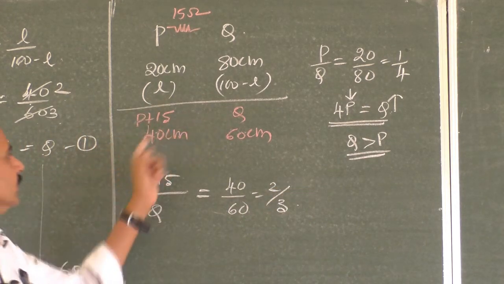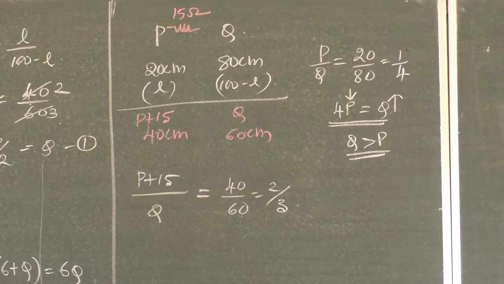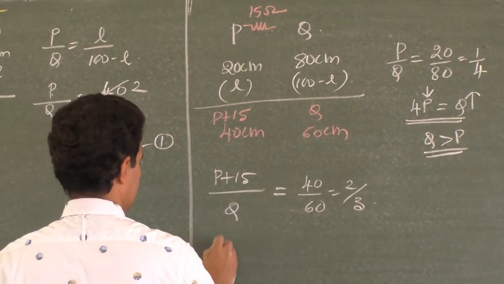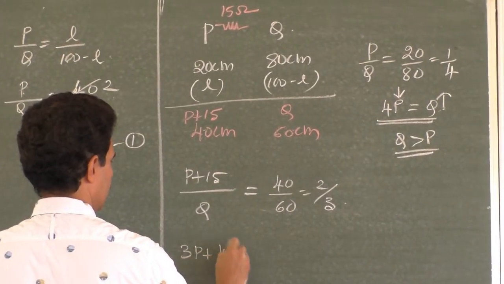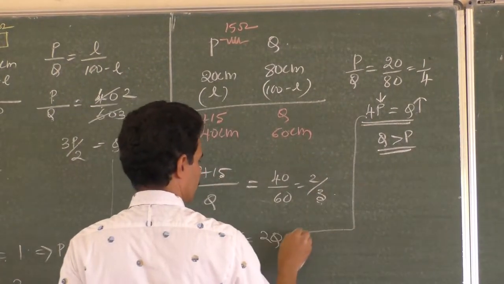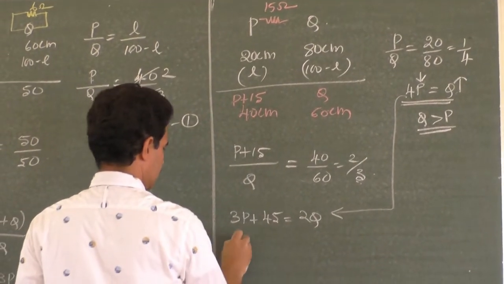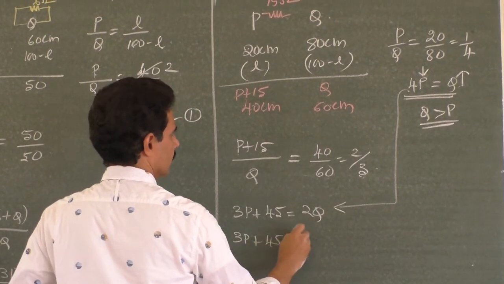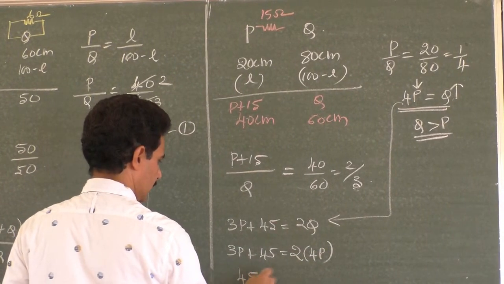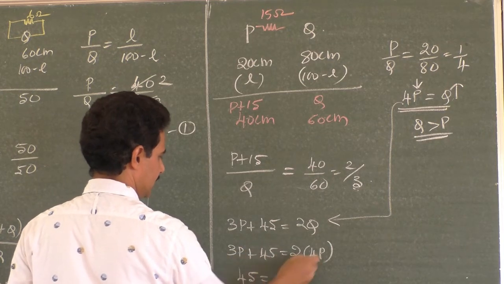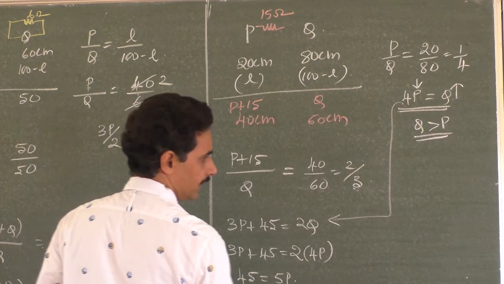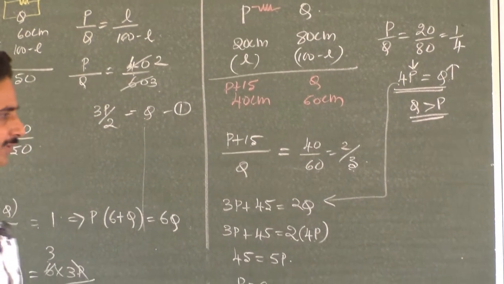P by Q is equal to L by 1 minus L. Now you have to find out what is P. So substitute for Q. I can rearrange this: 3P plus 45 is equal to 2Q. Substitute Q is equal to 4P. 3P plus 45 is equal to 2 into 4P. This is 8P. 45 is equal to 8P minus 3P, 8P minus 3P is 5P. So P is equal to 9 ohm. Option number 2 is the correct one.